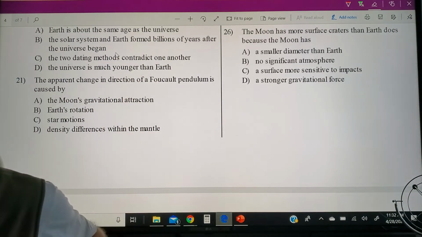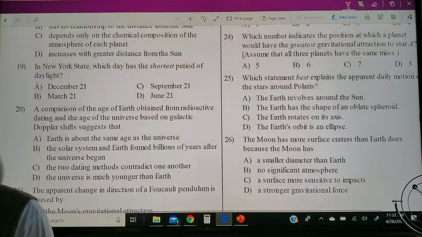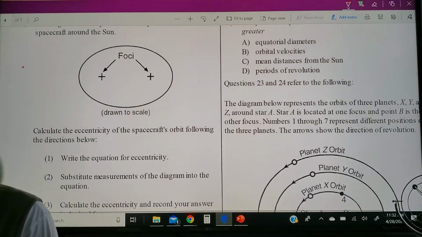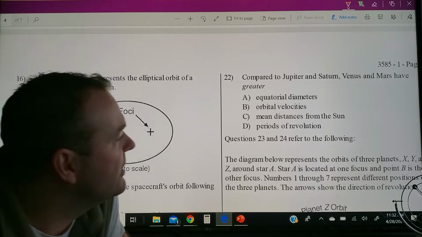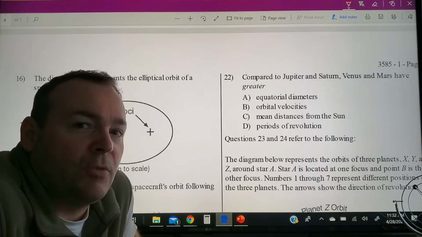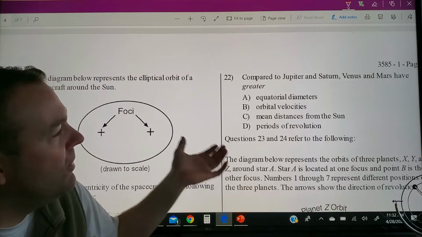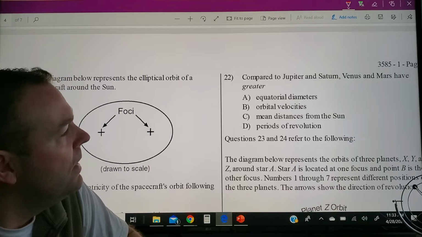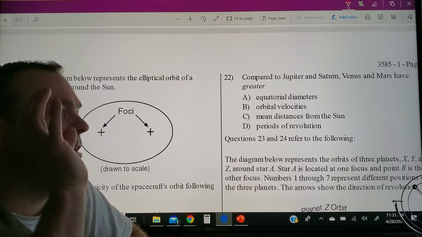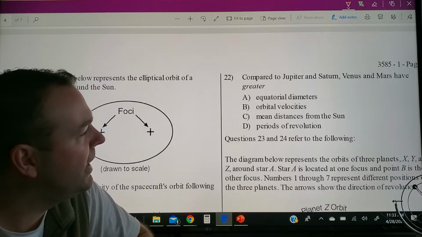All right, the next one, 22. Compared to Jupiter and Saturn, which are the gas giants, right, the Jovian planets, Venus and Mars have a greater what? So you got to run through the process of elimination here. Well, remember, Jupiter and Saturn are the outer planets. Venus and Mars are the inner terrestrial planets.